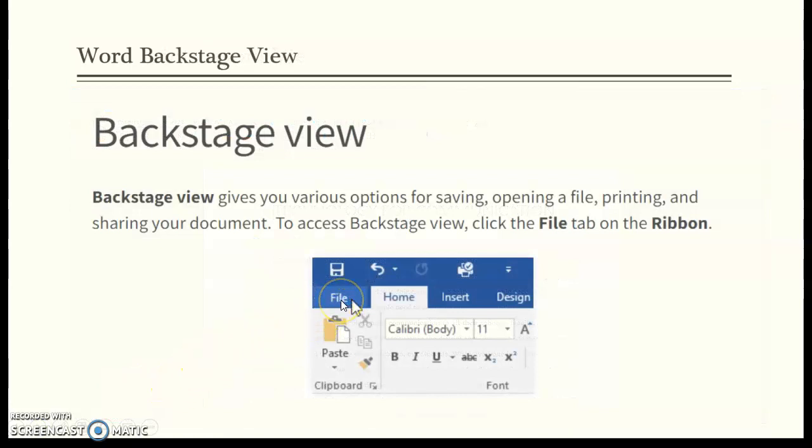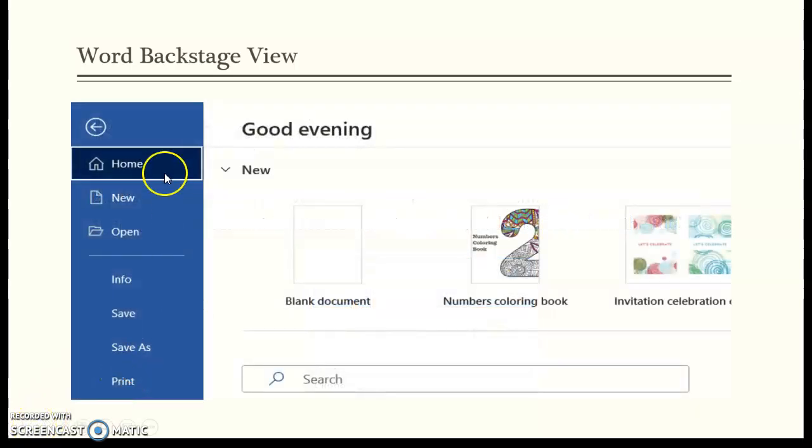Backstage area: you click the file, it does not change the ribbon, it takes you to an area where you would either save, open, or print. This is an example of the backstage area view using for either new, open, or save and print features.